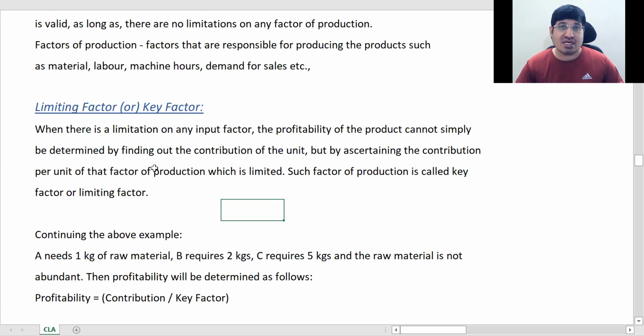And whichever option has the highest contribution per unit of key factor, we go with that option.